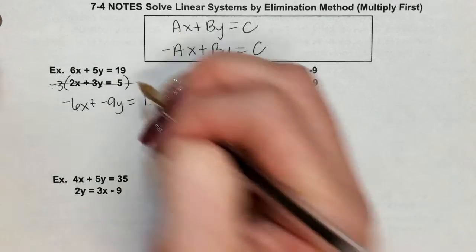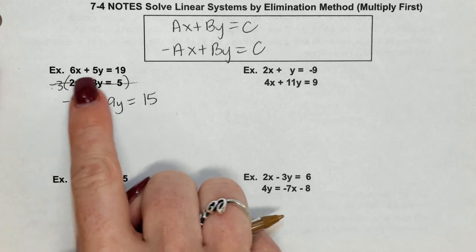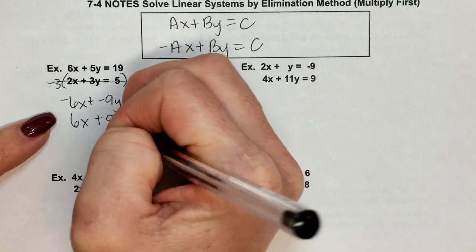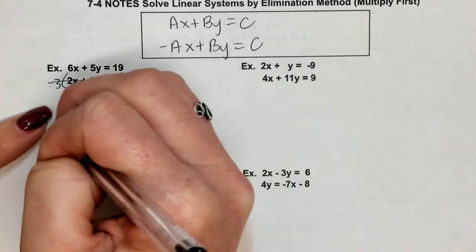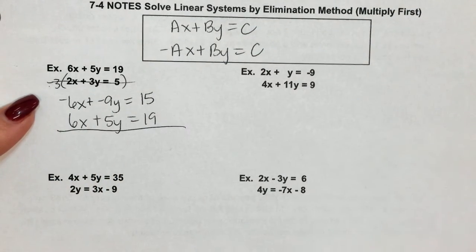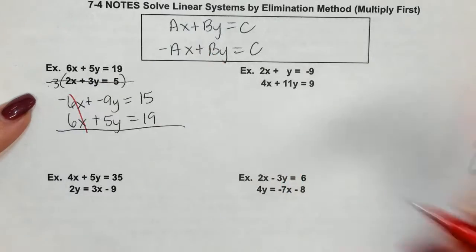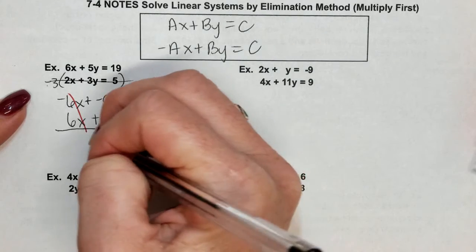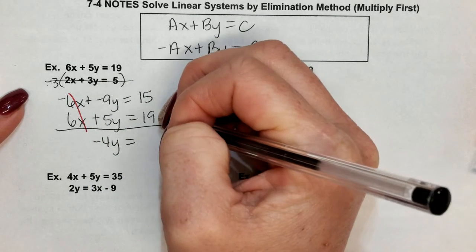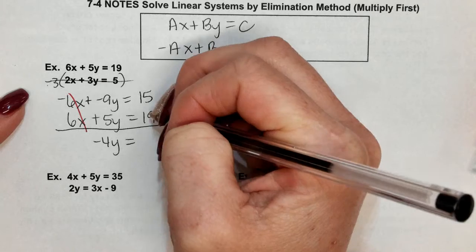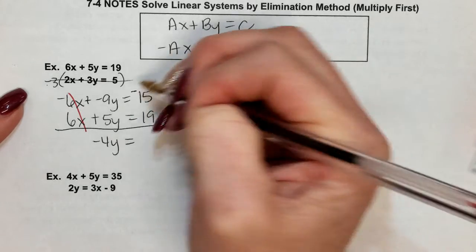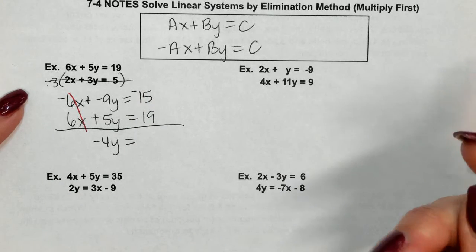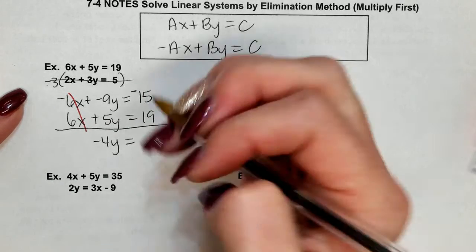Okay, so I made that equation into this one, and this one looked good. So I'm just going to rewrite this one right here. 6x plus 5y equals 19. Now that I can eliminate one of these, I'm going to go ahead and solve this by elimination. So I'm going to combine negative 9 plus 5, which is negative 4y, and 15, that should be a negative 15. Yeah, so see, that was negative 3 times positive 5, so that should be negative 15. Negative 15 plus 19 is 4.